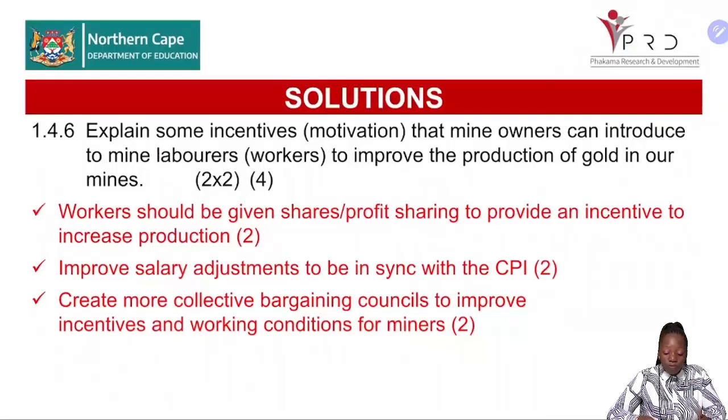Also, to improve their salary adjustment to be aligned with the CPI. Remember the CPI, we are looking at the standard of living or the cost at that moment. And also to create more collective bargaining councils to improve their incentives as well as their working conditions. So if their working conditions are being improved, they will appreciate it and they will work even harder.